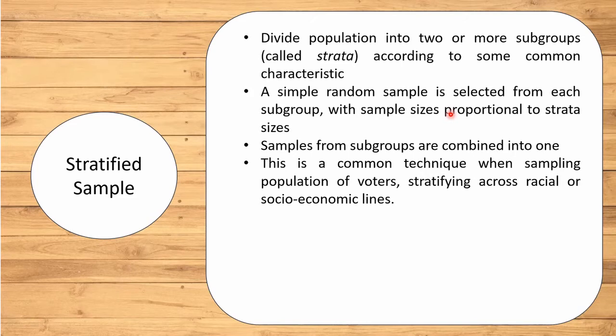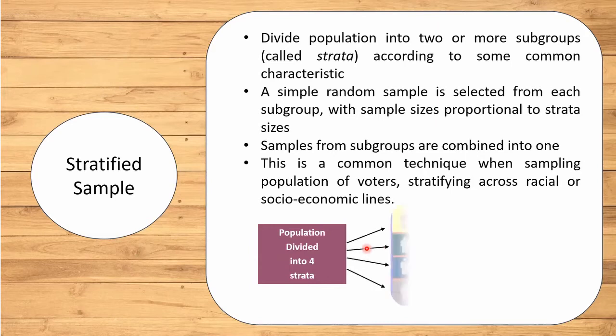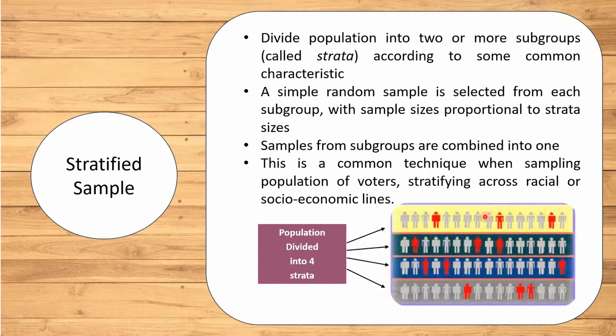And then the samples from subgroups are combined into one. That is what we do in stratified sampling. So the population, say, is divided into 4 strata, 4 subgroups like this. And then you're selecting random samples from each subgroup. The people selected in red are the ones selected from each group. The first group, you're selecting 3 people. The second group also, you're selecting 3. Likewise. Then you take all of these and combine them into one. And that is stratified sampling.